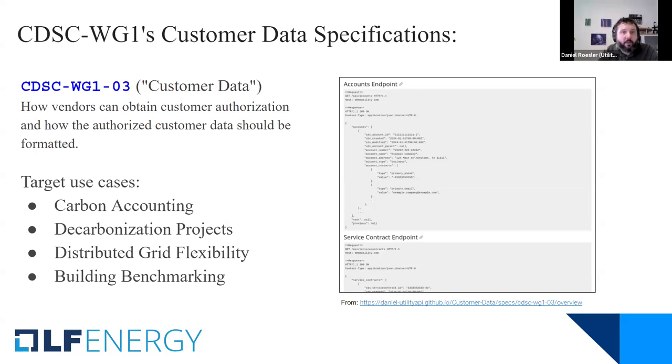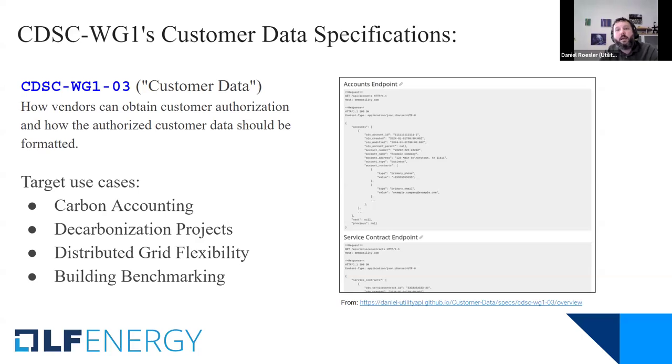The first use case is carbon accounting. So that's going to be your platforms or your teams within enterprise companies who are doing the carbon accounting calculations. Is the data that is being provided by a utility in this standard adequate for their needs to do their goals of carbon accounting? The second target use case is decarbonization projects.